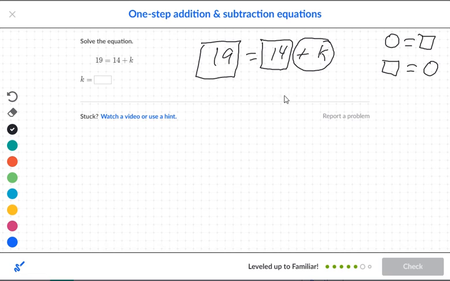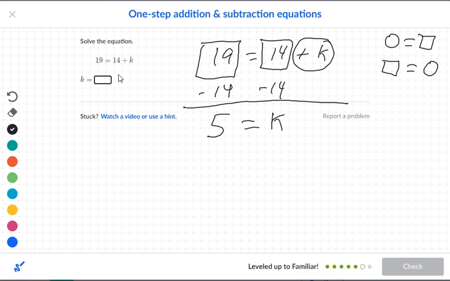So what is the opposite of a positive 14? You'll say a negative 14. So every box gets a negative 14. 19 minus 14 is 5. And then right here you get k. So k is equal to 5.